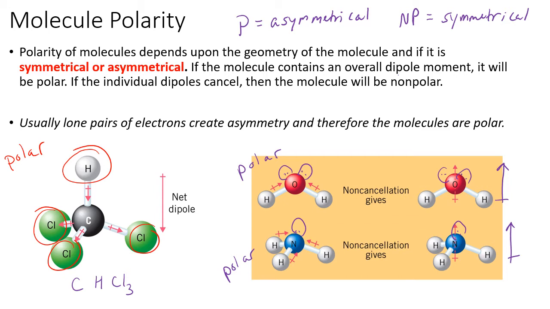Usually what we use is VSEPR, which is a theory that allows us to predict the shape of the molecule, the bond angles, and it tells us a little bit about the polarity too. So we can use that VSEPR theory and if it's symmetrical or asymmetrical in order to figure out if the molecule is going to be polar or nonpolar.